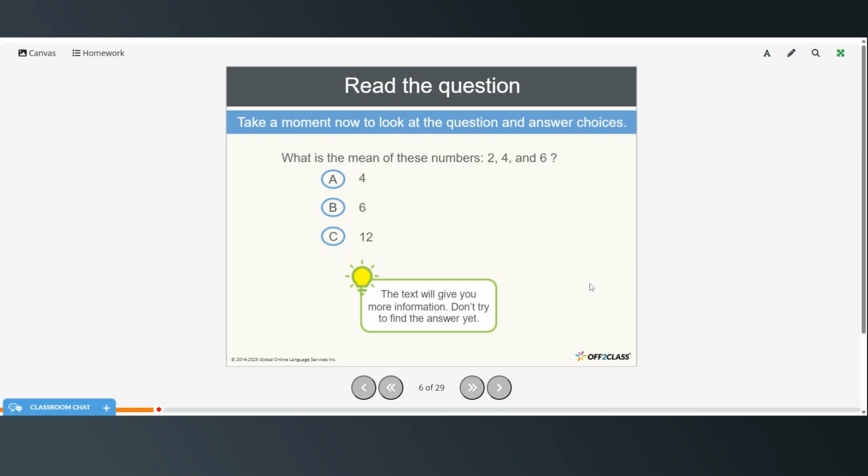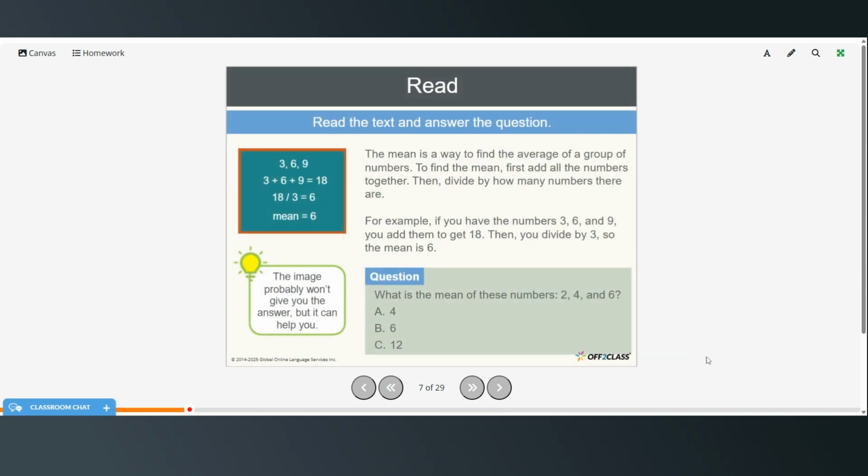Now take a moment to look at the question and the answer choices. The tip here is that the text will give you more information. Don't try to find the answer yet. All right, now read the text and answer the question. The tip here is that the image probably won't give you the answer, but it can help you. And then once you've chosen your answer, you can restart the video to continue.